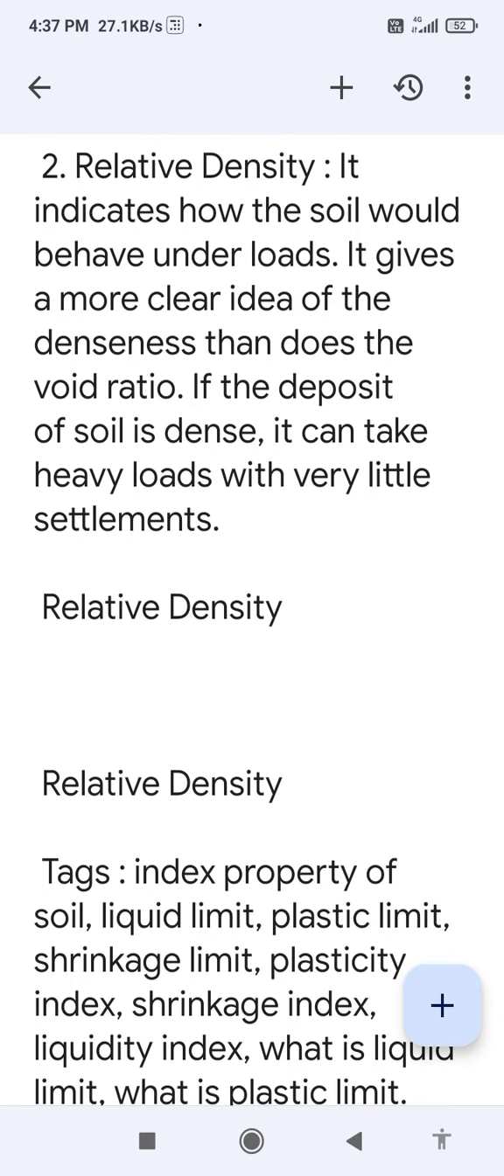2. Relative density. It indicates how the soil would behave under loads. It gives a more clear idea of the denseness than does the void ratio. If the deposit of soil is dense, it can take heavy loads with very little settlement.